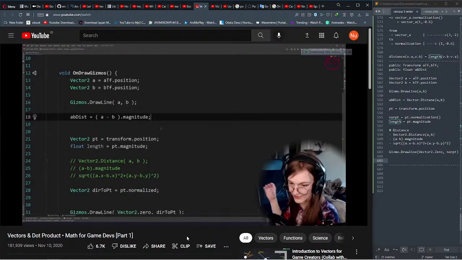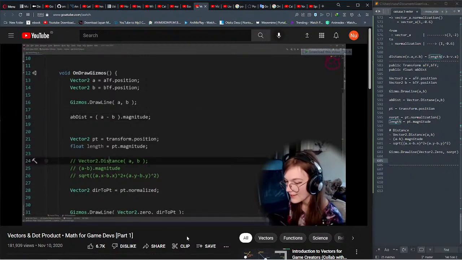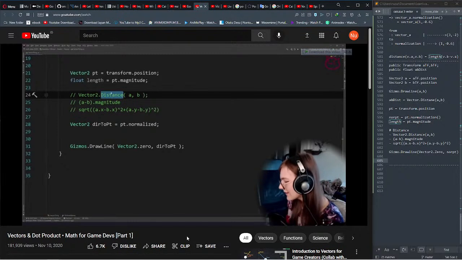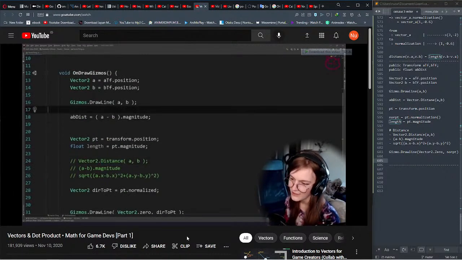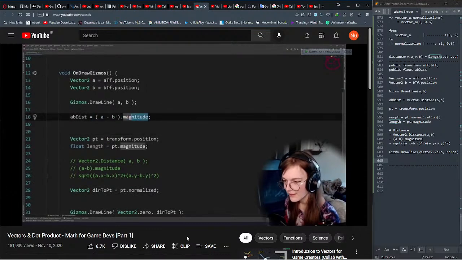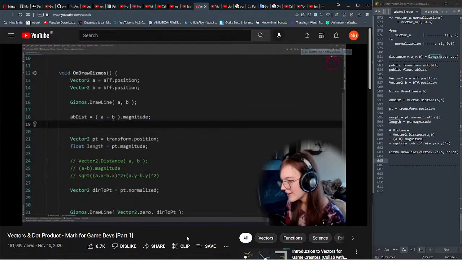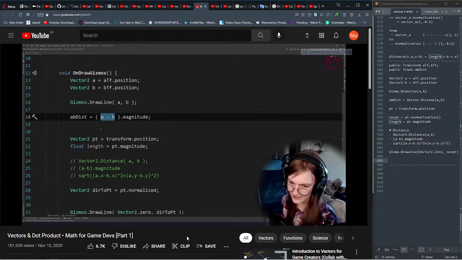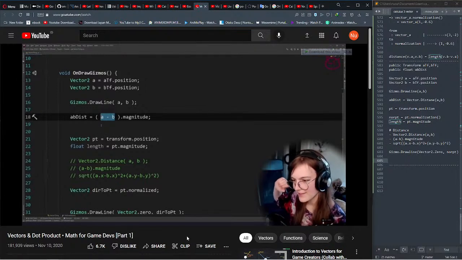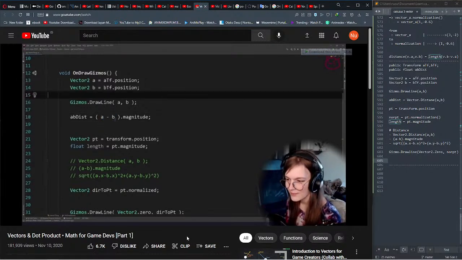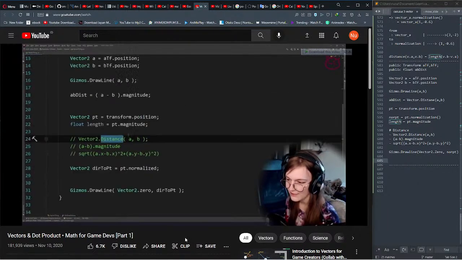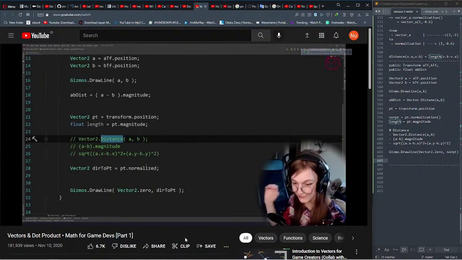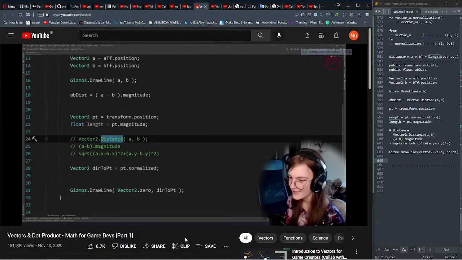Like vector 2 dot distance, the nice thing about using that one is that you're being very explicit that you literally want the distance between 2 points. If you use the a minus b dot magnitude, it's a little unclear. You get the length of the difference between these two, but is that interpreted as a distance? Maybe these aren't points, maybe this is something else. So sometimes it's useful to use the one that literally says distance, because it's very clear that you want a distance, right?